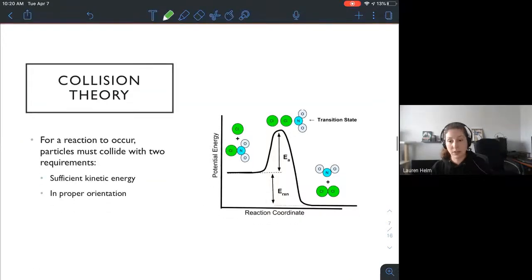Excuse me, 10.7. All right, so 10.7 is about the reaction process. So we talked about activation energy and catalyst. Now we're going to look at what makes a reaction happen.